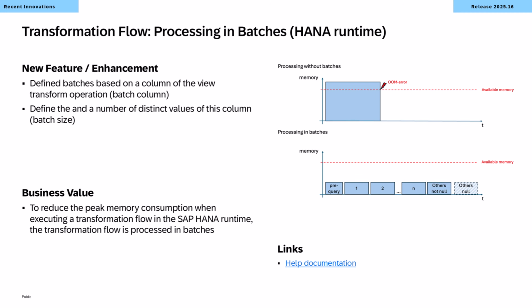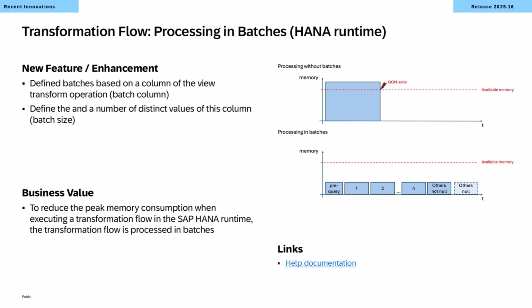The first story I have is for transformation flows in HANA. When you had large data volumes to process in transformation flows, there were some cases where they ran out of memory without an option to reduce the memory footprint. So what we have introduced is a feature which we call batch processing, so that instead of having a monolithic block and everything being processed together inside of HANA, we are now running a pre-query and cutting the number of records into batches, and then processing those batches individually in order to reduce the footprint.